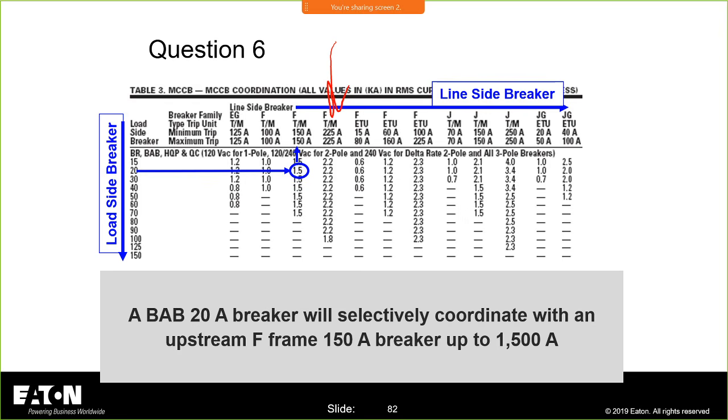Now, what does that mean? That means I might actually have to increase the size of my conductor. I'll have to possibly increase the size of my panel board, etc. But there are some challenges there.